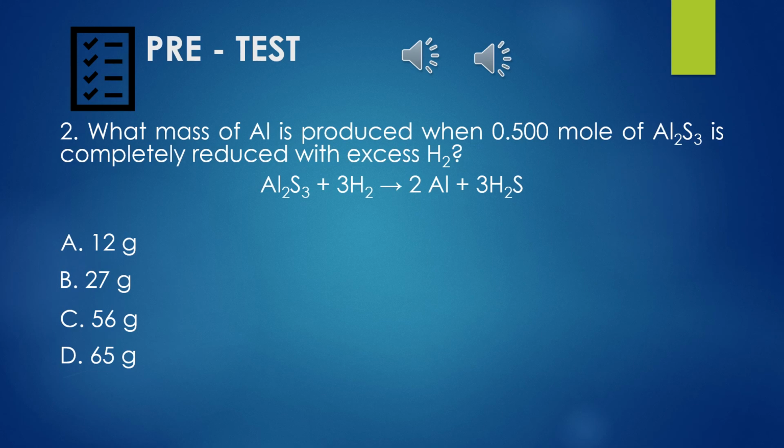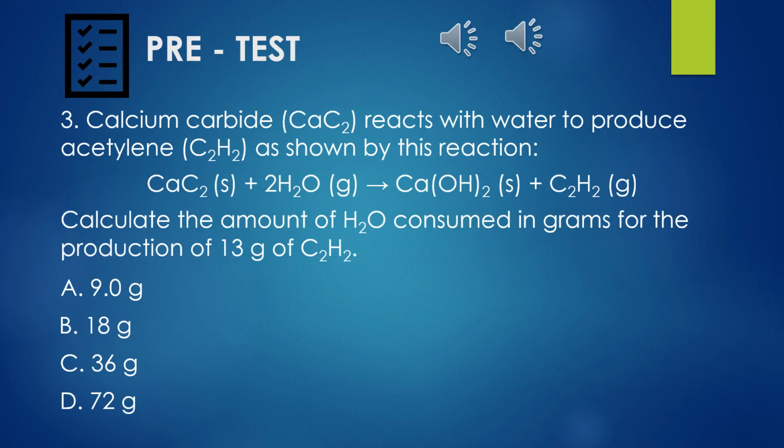Number 3. Calcium carbide reacts with water to produce acetylene as shown by this reaction. Calculate the amount of water consumed in grams for the production of 13 grams of acetylene. A. 9.0 grams, B. 18 grams, C. 36 grams, D. 72 grams.